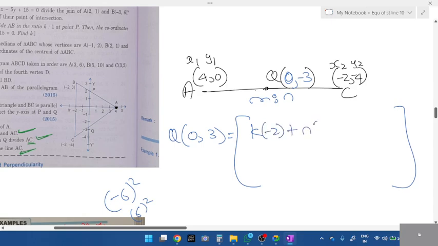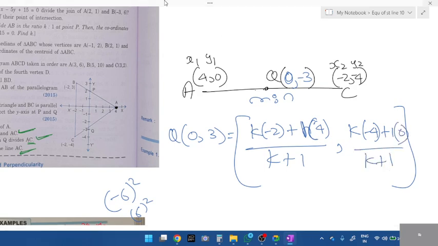Plus n into n 1. 1 into 4 divided by k plus x, k into 1 into divided by k plus.